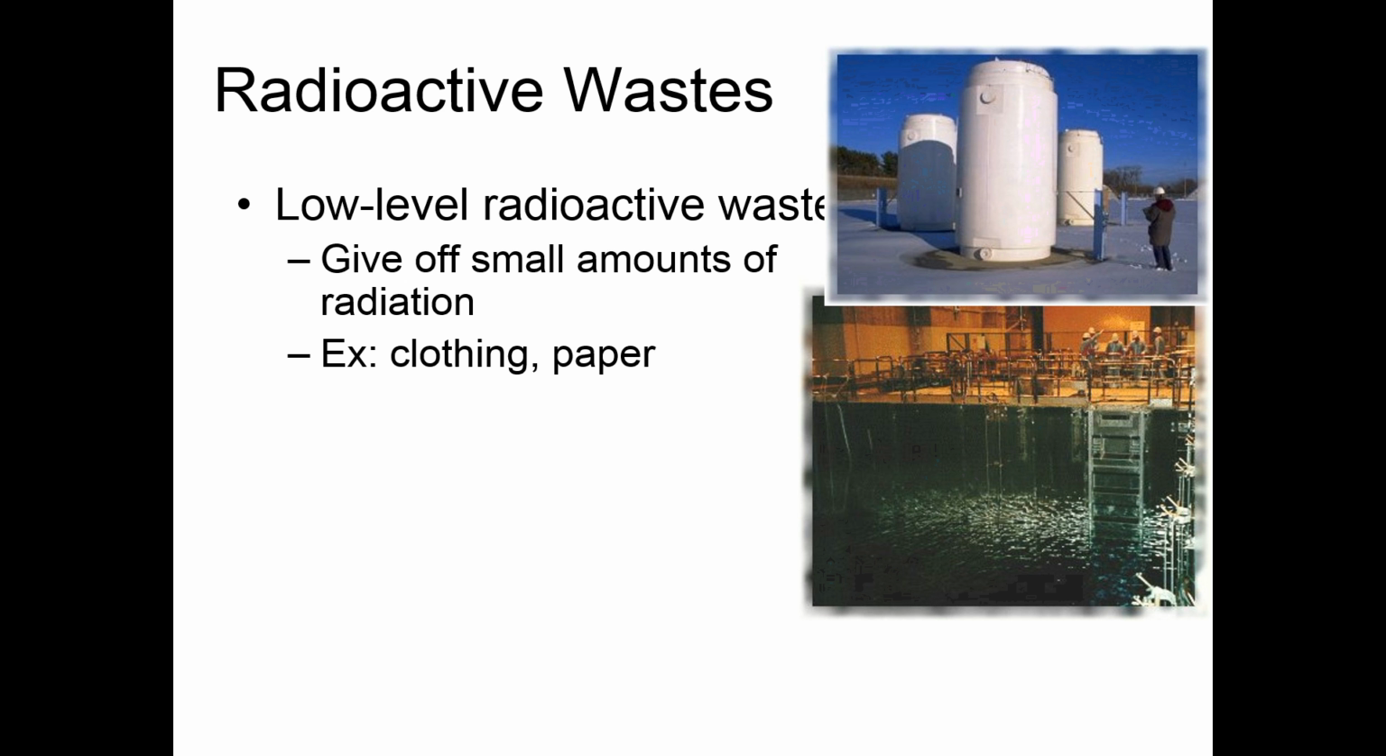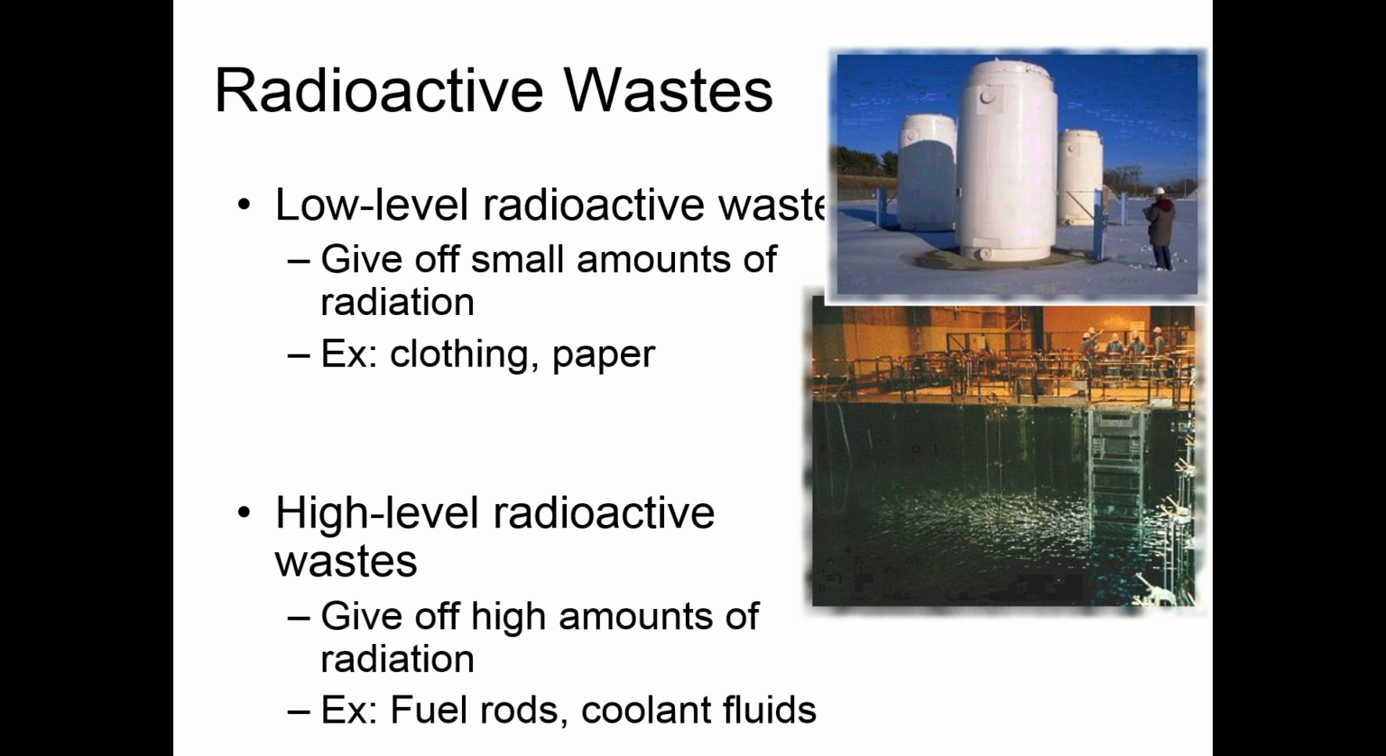So we have 2 categories: low-level radioactive waste and high-level radioactive waste. If you look here, low-level radioactive waste gives off small amounts of radiation. This stuff can come from multiple places. It doesn't only have to be a nuclear power plant. It can come from medical facilities, industries, anything that deals with some levels of radiation. Examples of things that could be radioactive are paper, tools, clothing, anything that comes into contact with ionizing radiation.